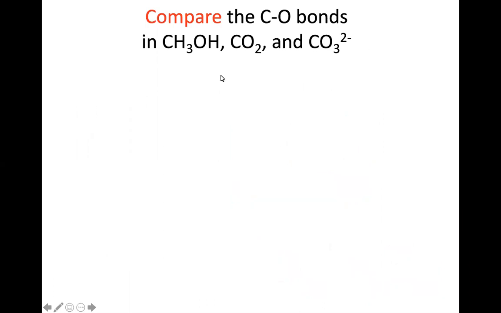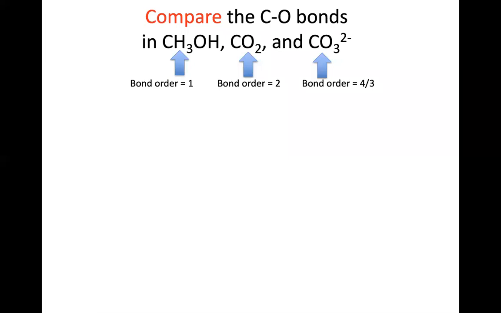So first of all, I would say we saw in methanol, the bond order between the carbon and the oxygen was 1. That was in the Lewis structure. In carbon dioxide, the bond order was 2. We had double bonds. And in carbonate, the bond order was 4/3. So one way I could compare the bonds would be in terms of bond order. That would be the first way I would begin to think about it.